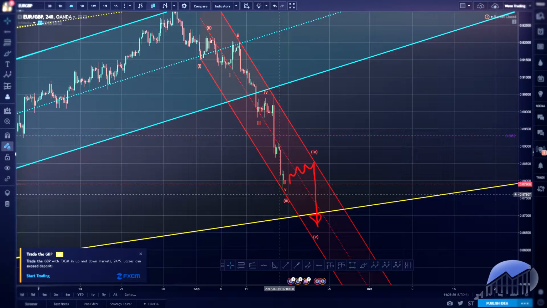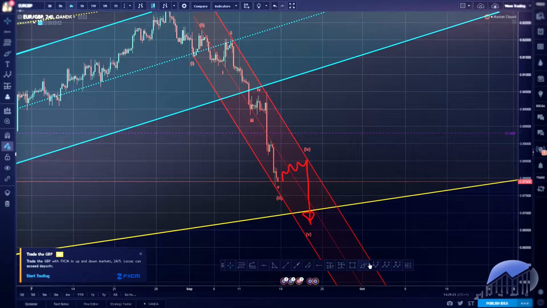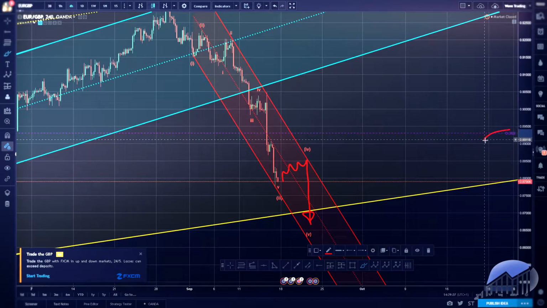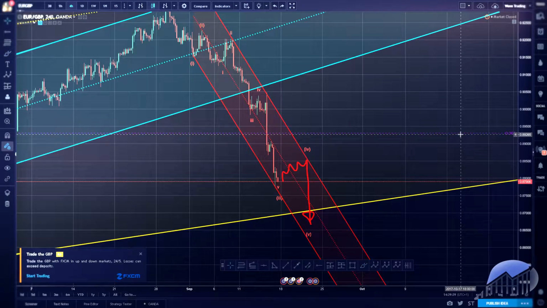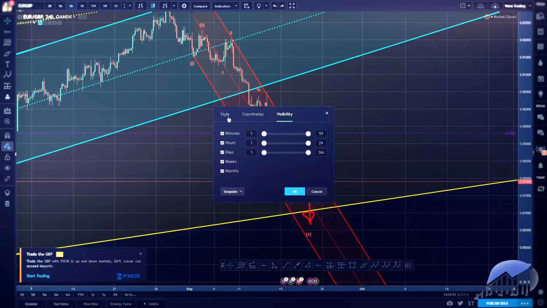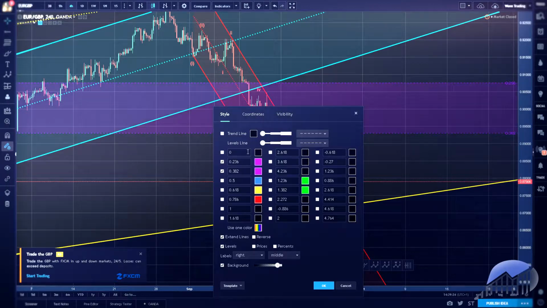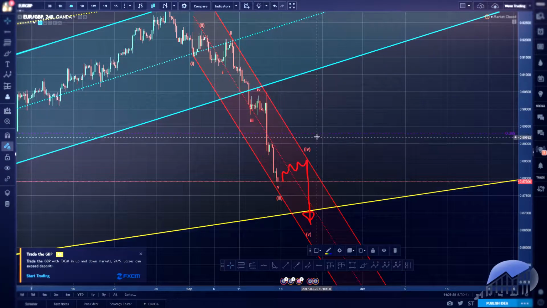Just be wary that it could turn into a bigger correction, and this could actually potentially go to this 38.2% level. Since it is a wave 4, but it's probably more likely to. Hold on, let me just remark that. I don't think that's right.